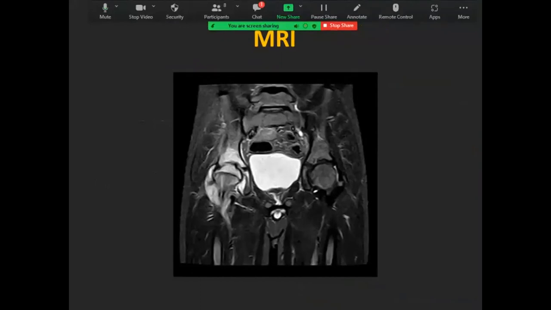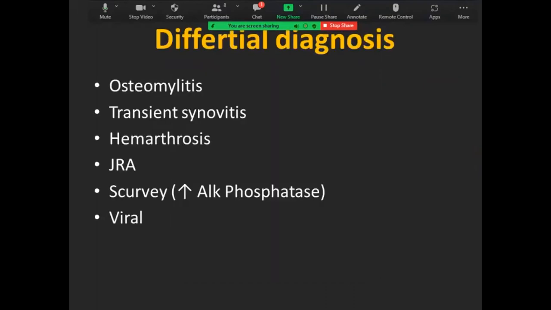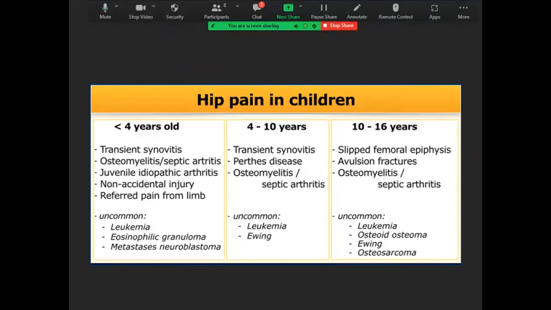MRI is helpful in cases where you have strong clinical suspicion, but your ultrasound is not suggestive of osteomyelitis or septic arthritis. The differential diagnosis includes osteomyelitis, transient synovitis, hemarthrosis, JRA, and in some cases scurvy and viral manifestations, which can also present with pseudoparalysis and inability to bear weight on the hip joint. So you have to differentiate between transient synovitis, septic arthritis, and some adolescent conditions like slipped capital femoral epiphysis.